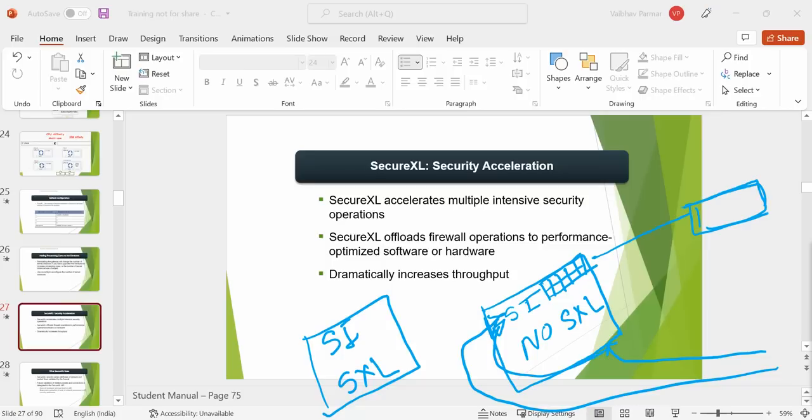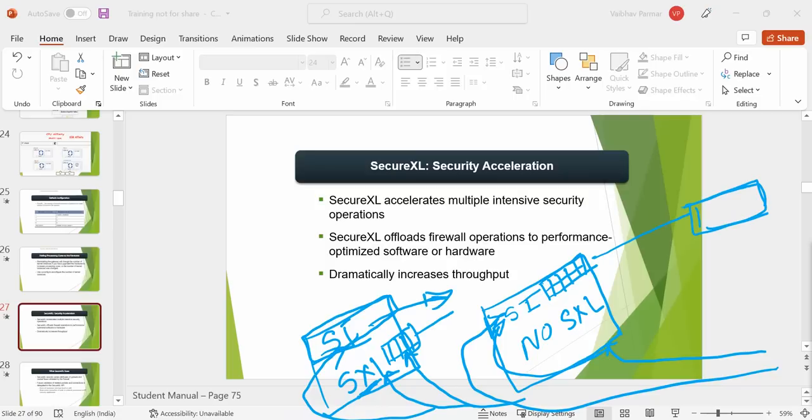When SecureXL is enabled, the same packet will come here, that data gets loaded here, and any subsequent packet coming here will match this data only, and it will be processed. There is no need to reach here. This is an additional security. In case this is not able to handle that traffic, that packet will go here and be processed from here. But guys, this is not it.